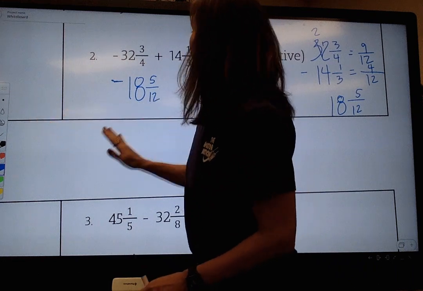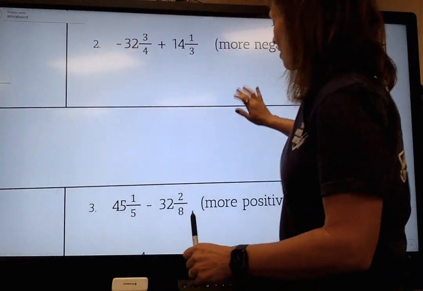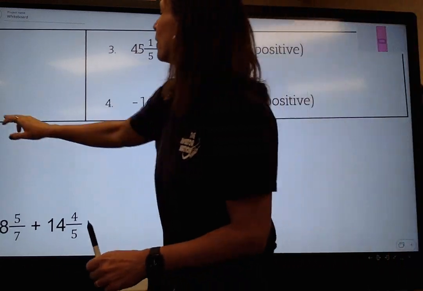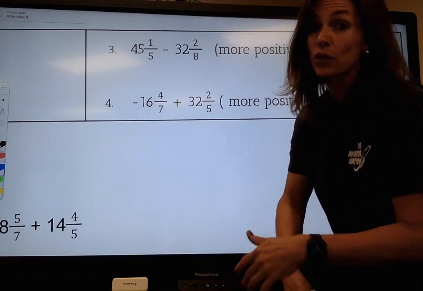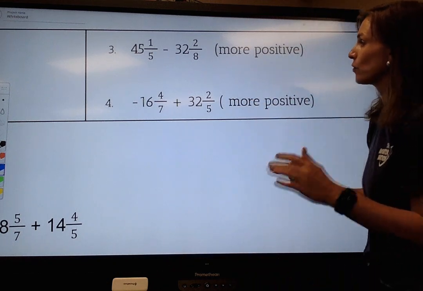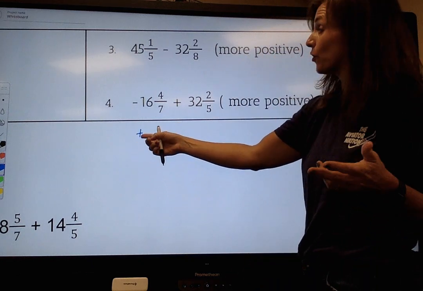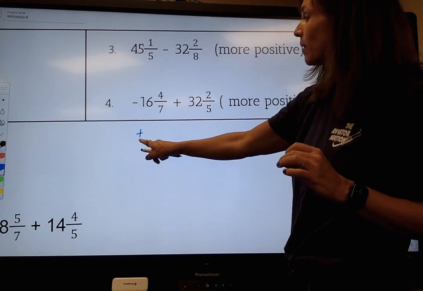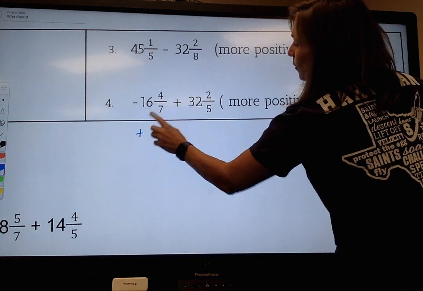I said we were going to do just one more, but I lied. Let's do number 4. Okay, so on number 4, I have more positives. So right away, I know that my answer is positive. So I'm going to keep that sign just to remind myself. I don't really need it. It's understood. It's always understood for an integer to be positive, even if you don't write that positive. But I know my answer is positive, so I'm going to keep it.